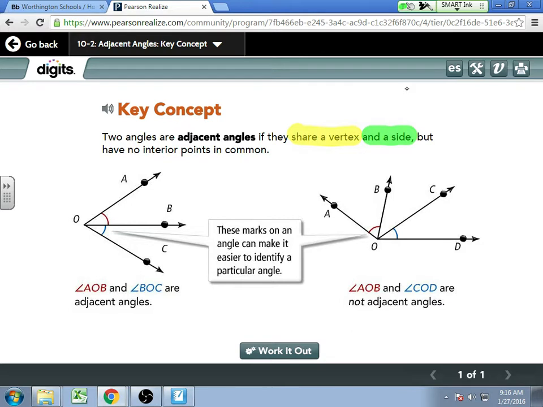What does it mean that they have no interior points in common? Talking to the same people, Luke. All their angles are different? Their angles could actually be the same. Like up here, AOB looks pretty close to BOC. They might be equal to each other. But they're not.